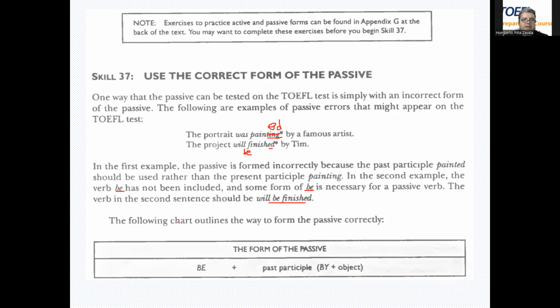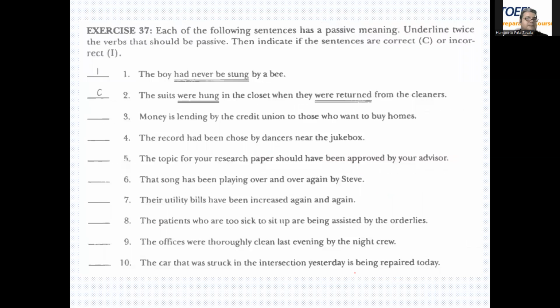So here we have a chart that outlines the way to form the passive correctly. We have some form of the verb be, plus the past participle form of the main verb, and if necessary, say by whom or by what was the action.